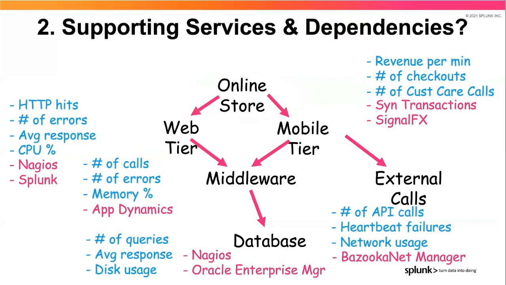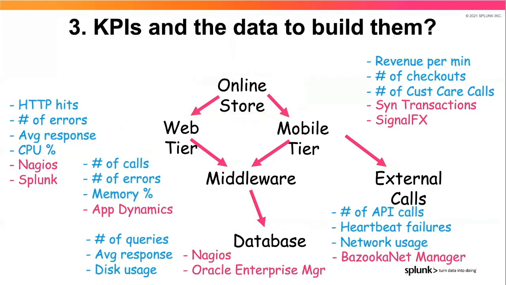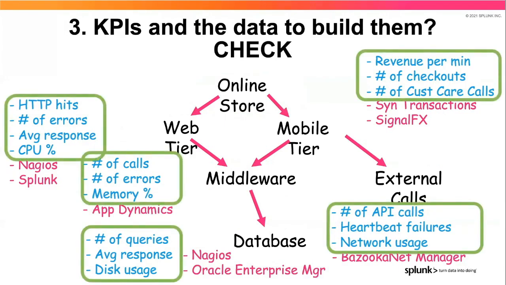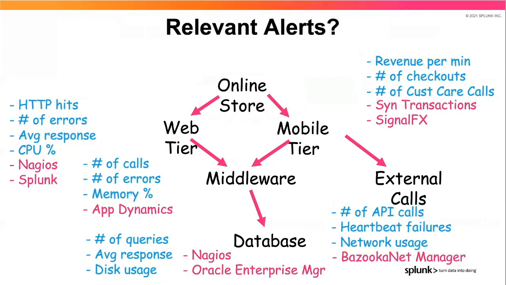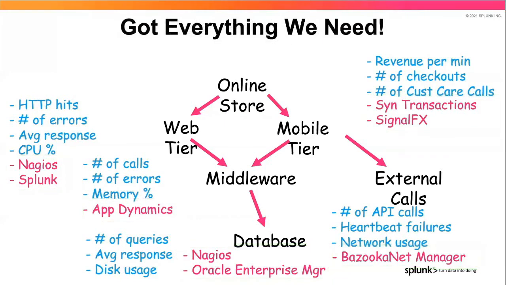We've identified the supporting services as well as the interdependencies between them, right? We have also identified the KPIs that we want to build and the data sources associated with them. And finally, we've identified the relevant alerts and the data sources that go with them, okay? And so this is really the output of what you would see on the whiteboard in a service decomposition exercise.